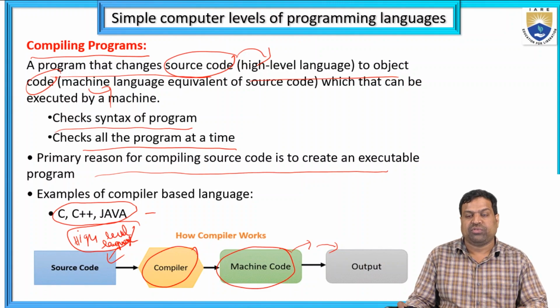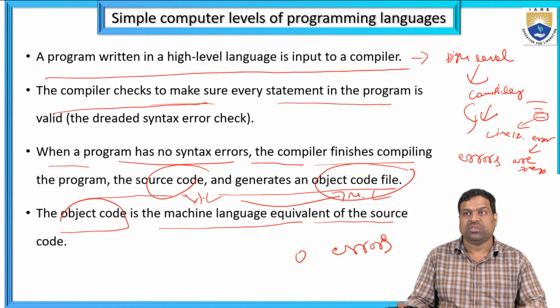This is the compilation process. The first one is source code, meaning high level language. Then we go for the compilation, converting to machine language. After the machine code, we go for the output. A program written in a high level language is input to a compiler. The compiler checks to make sure every statement in the program is valid. If a syntax error is there, we will not go for the execution. If there are no errors, then it goes for the execution of the program.